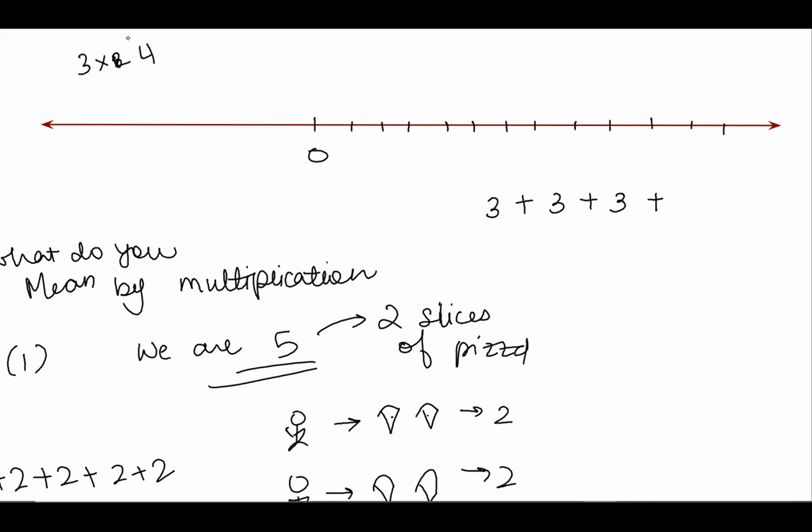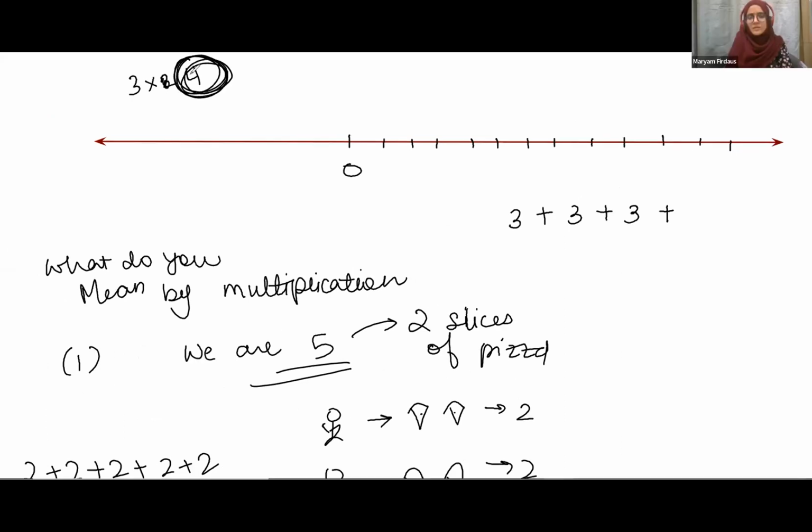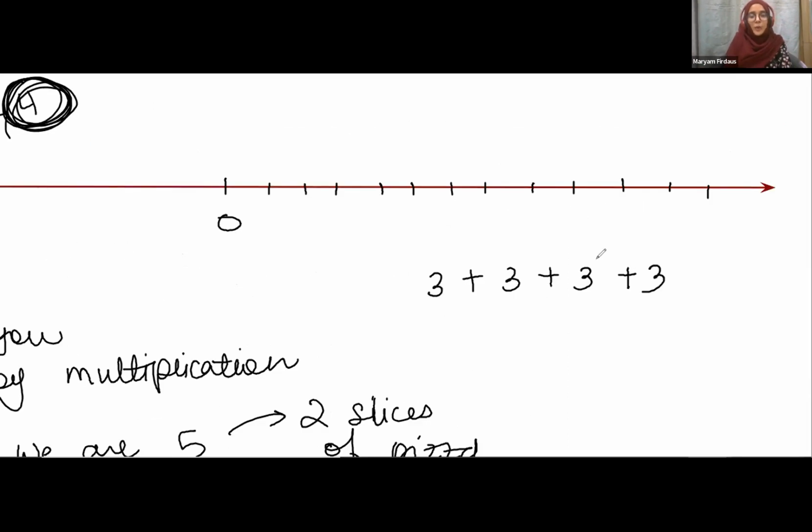2 times. No, 2 times. What is this? Sorry, 4 times. So 3 plus 3 plus 3 plus 3, that I'm doing 4 times. Okay, I'm sorry about that. I'm doing that 4 times.